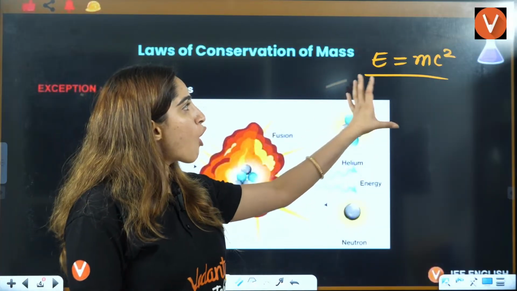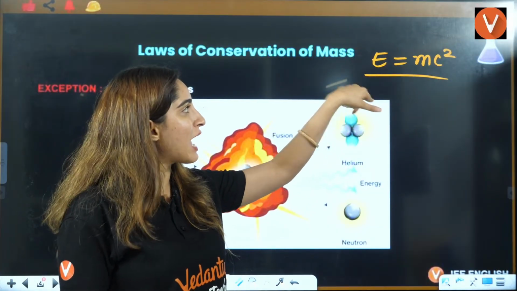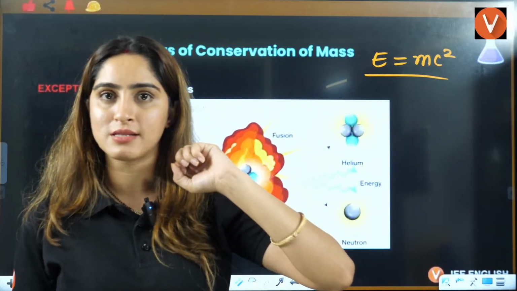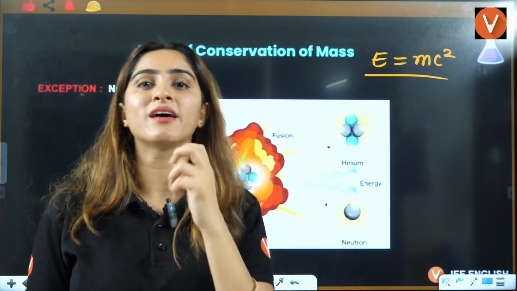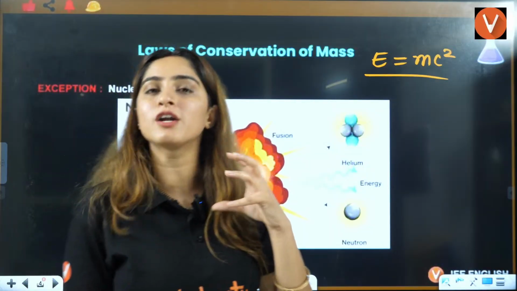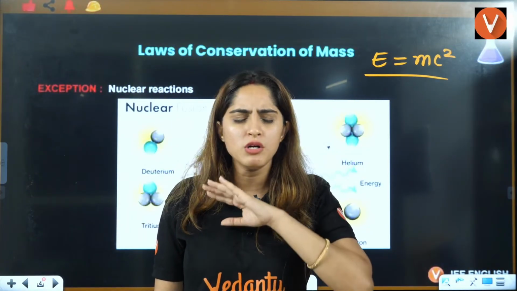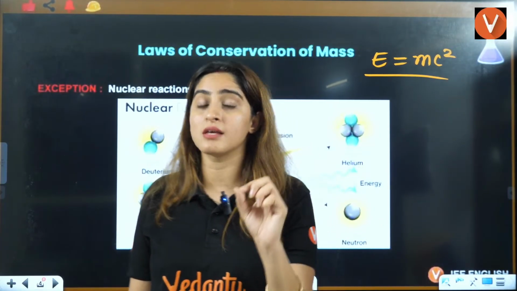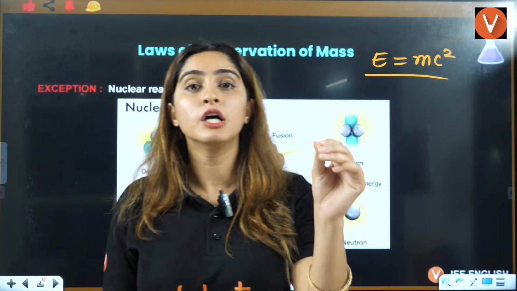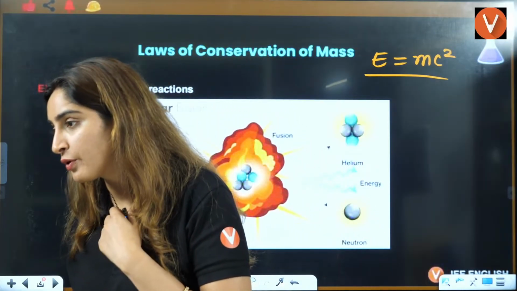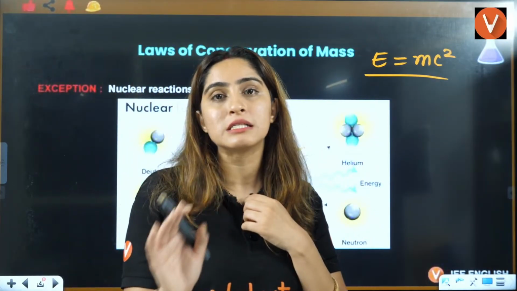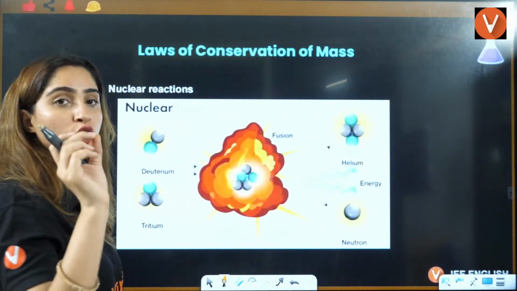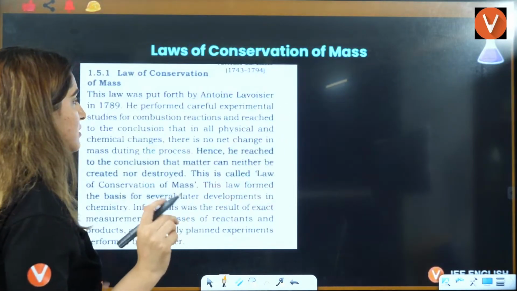According to this equation, mass can be converted to energy, and energy can be converted to mass. The example is nuclear reactions, where a lot of mass is converted to a lot of energy. That means mass is not conserved in nuclear reactions. Mass is not at all conserved in nuclear reactions. This is the exception we have for the law of conservation of mass.